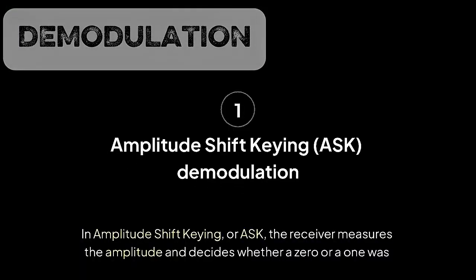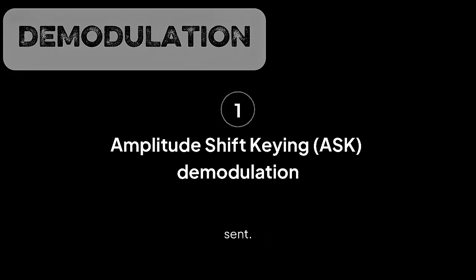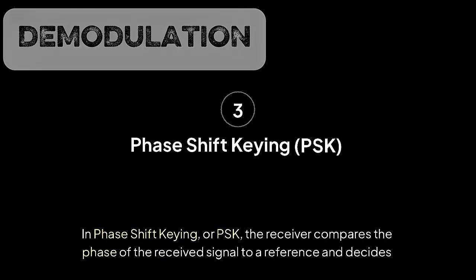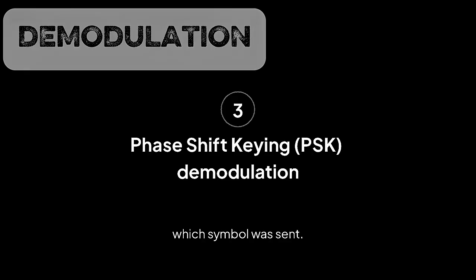In amplitude shift keying, or ASK, the receiver measures the amplitude and decides whether a 0 or a 1 was sent. In frequency shift keying, or FSK, the receiver detects which frequency is present and maps it to the correct bit. In phase shift keying, or PSK, the receiver compares the phase of the received signal to a reference and decides which symbol was sent.